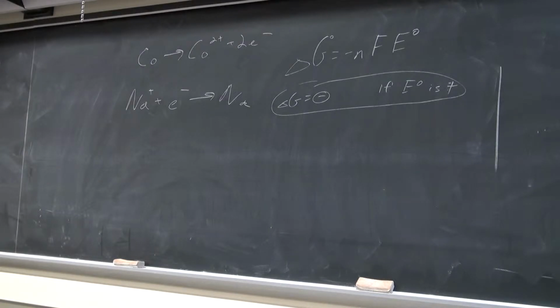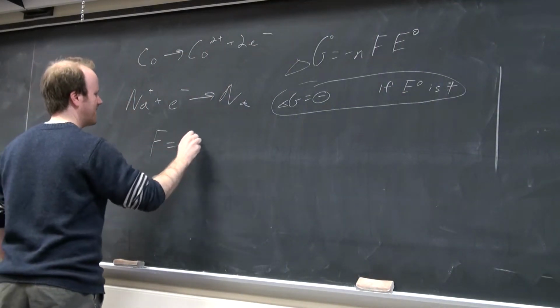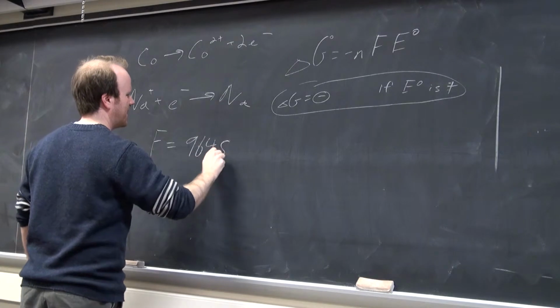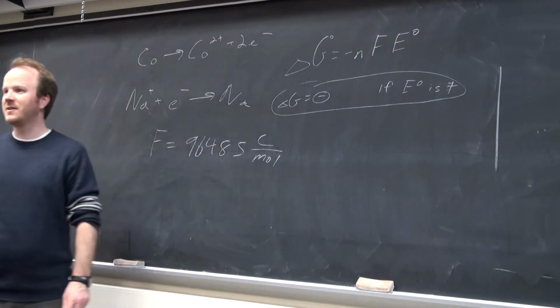Well, we need to know Faraday's constant. I'll just write it on your sheets. Does anyone not know it by heart? I might give it to you if I remember. Faraday's constant is 96,485 coulombs per mole.